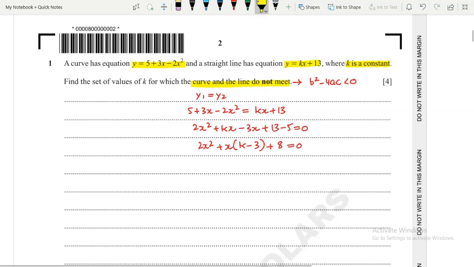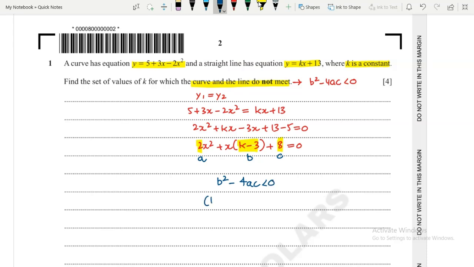So now the 2 is your a, k minus 3 is your b, and 8 is your c. So this is now the intersecting equation that we have gotten. So we can simply apply the discriminant. This will become b squared minus 4ac is less than 0.